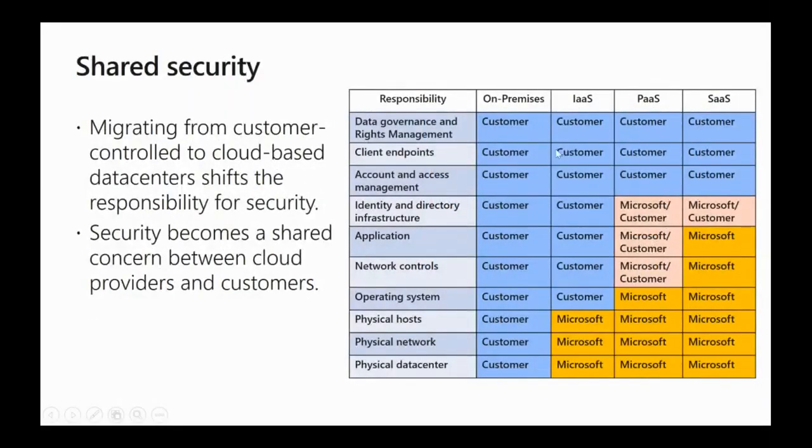Here is what I just said. On premises, it's completely the customer's responsibility. In IaaS, Microsoft manages the physical host, network, and data center, and the rest is managed by the customer. In PaaS, identity and directory and application and network is a shared responsibility between Microsoft and the customer, and the rest is managed by Microsoft. And in software as a service, the client endpoint, the access management, the account, and the data governance are managed by the customer. Identity and directory management is shared between the customer and Microsoft, and the rest is managed by Microsoft.